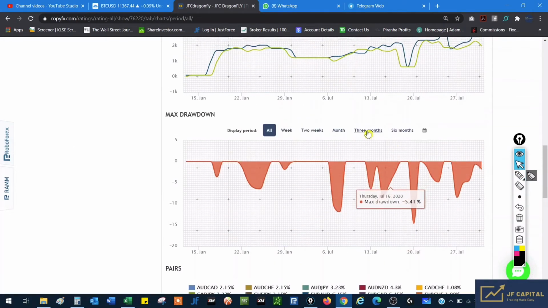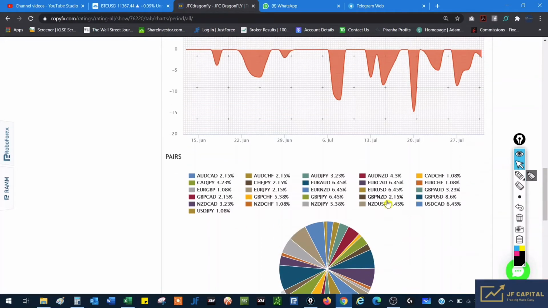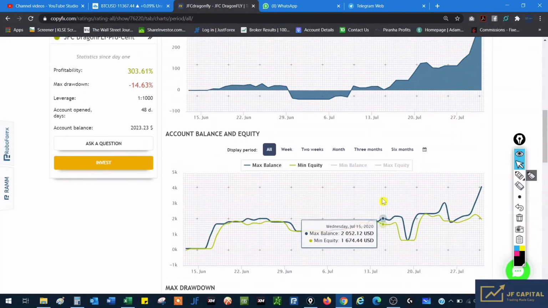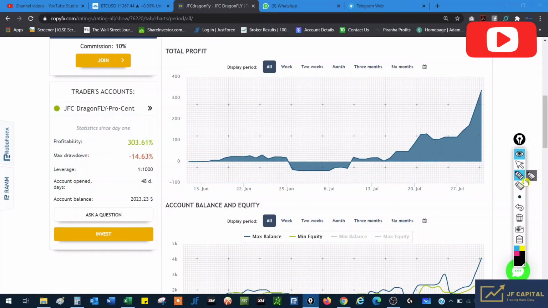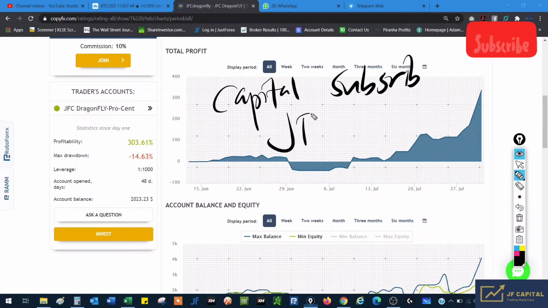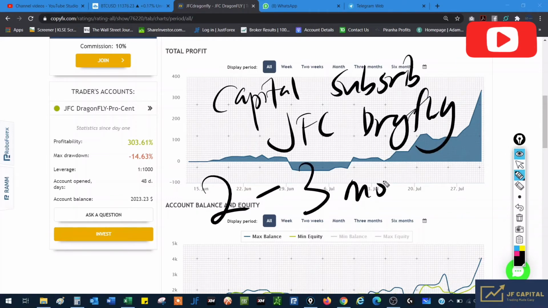Okay, going down. So this shows that I have traded all the pairings. Meaning, I trade all 28 pairings. So this is part of my strategy. So what you need to do is just sit back and relax and make sure you are comfortable to put your capital to subscribe to JFC Dragonfly for around 2 to 3 months.